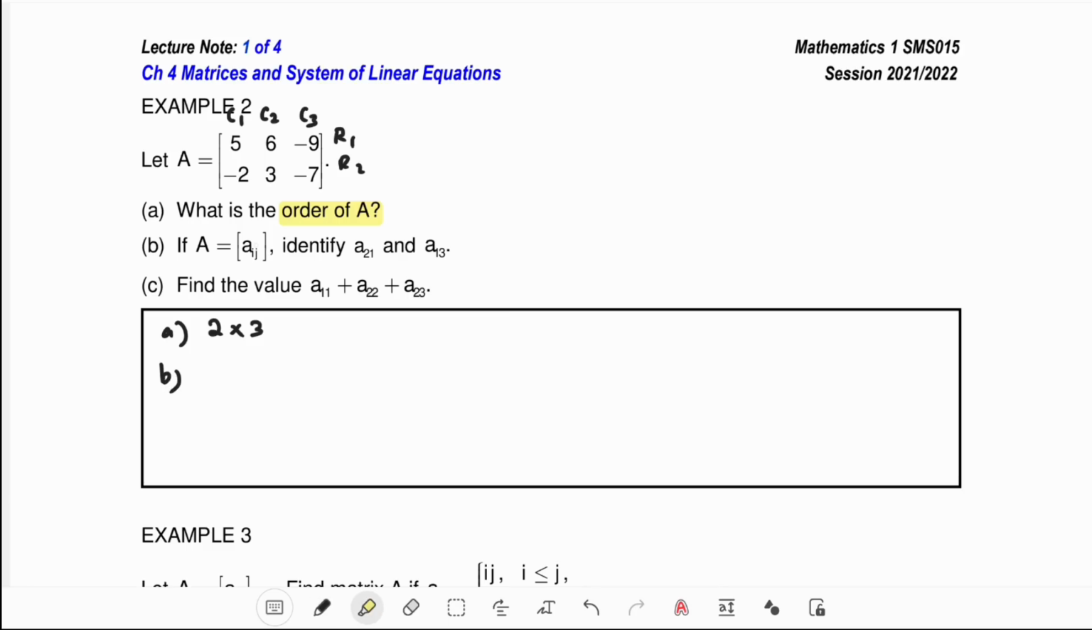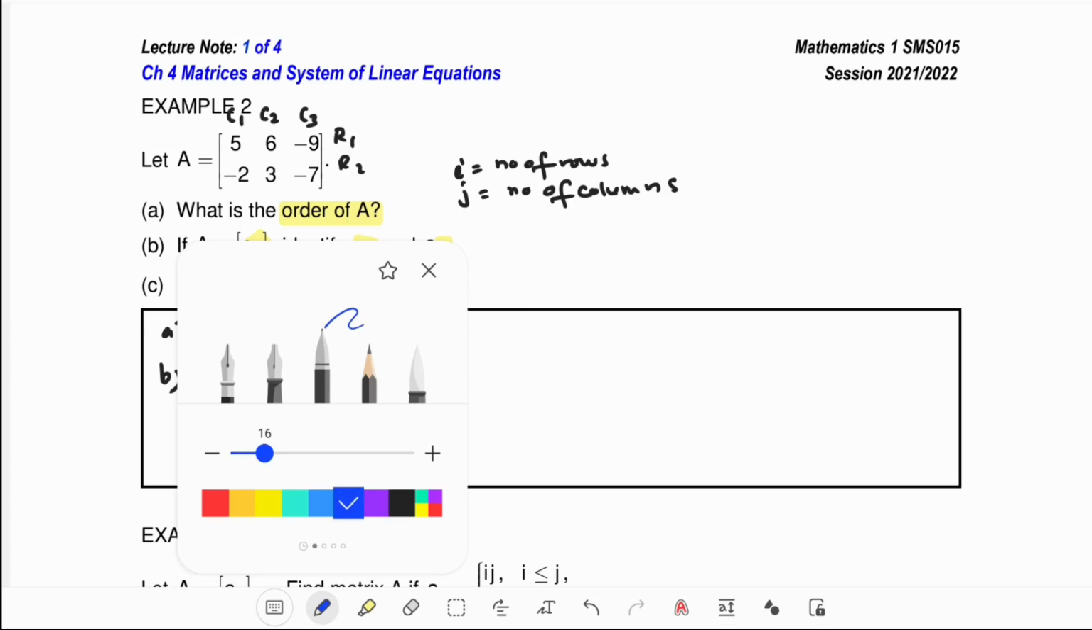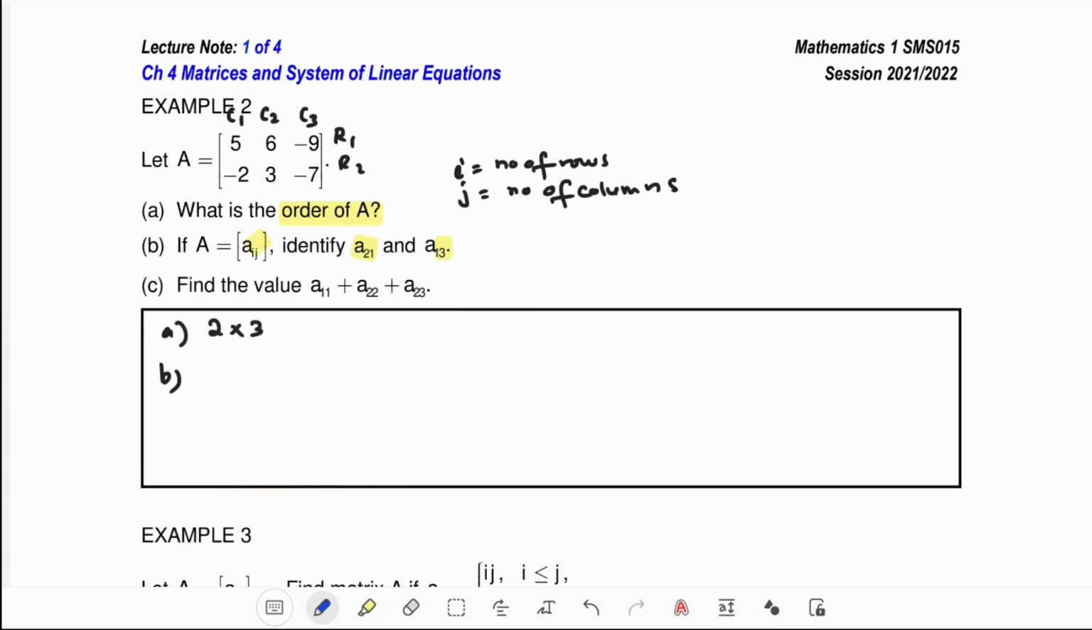Next question, if A is given by Aij, i stands for the number of rows and j stands for the number of columns. Identify A21 and A13. How are we going to identify the entries or elements of A21 and A13? What you need to do is compare with the general form of the entries of a matrix.